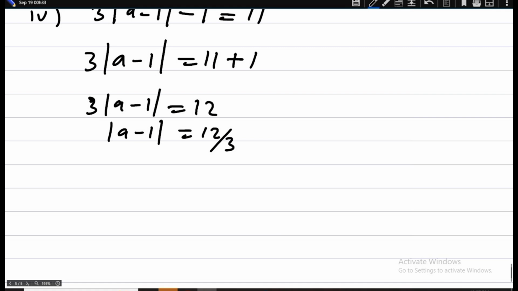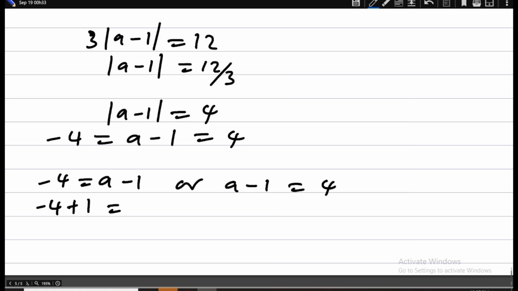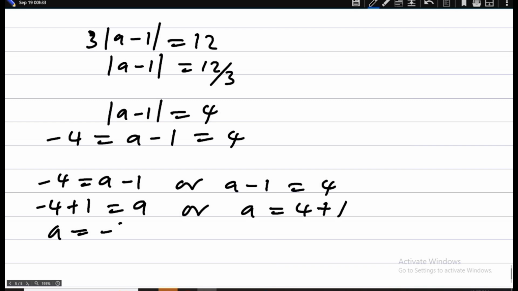So we can now separate it to be minus 4 is equal to a minus 1, which is equal to 4. So if you now separate, we're going to have that minus 4 is equal to a minus 1, or we say that a minus 1 is equal to 4. So therefore, minus 4 plus 1 is equal to a, or we say that a is equal to 4 plus 1. So finally, we have that a is equal to minus 3, or we have that a is equal to what? 5. Okay, so let me add another page, because I think this one is almost exhausted.